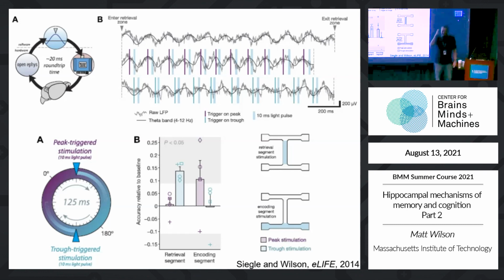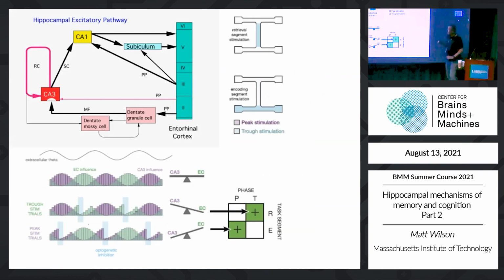So that's really weird. Why would you get an enhancement of performance? And why would it be phase and segment dependent? This is where you have to start thinking about the idea that different phases of the hippocampal theta oscillation both encode different information, which I showed you, but interestingly, they also receive different information.